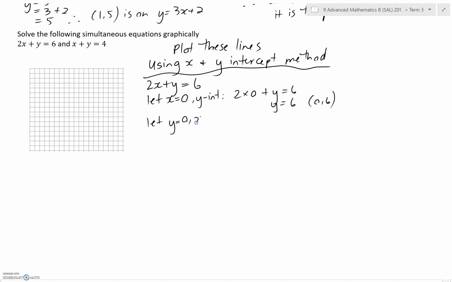And if we let y equal 0, it's going to tell us our x-intercept. So that becomes 2x plus 0 equals 6, so x obviously equals 3. That's our second point, so we could go away and plot that.